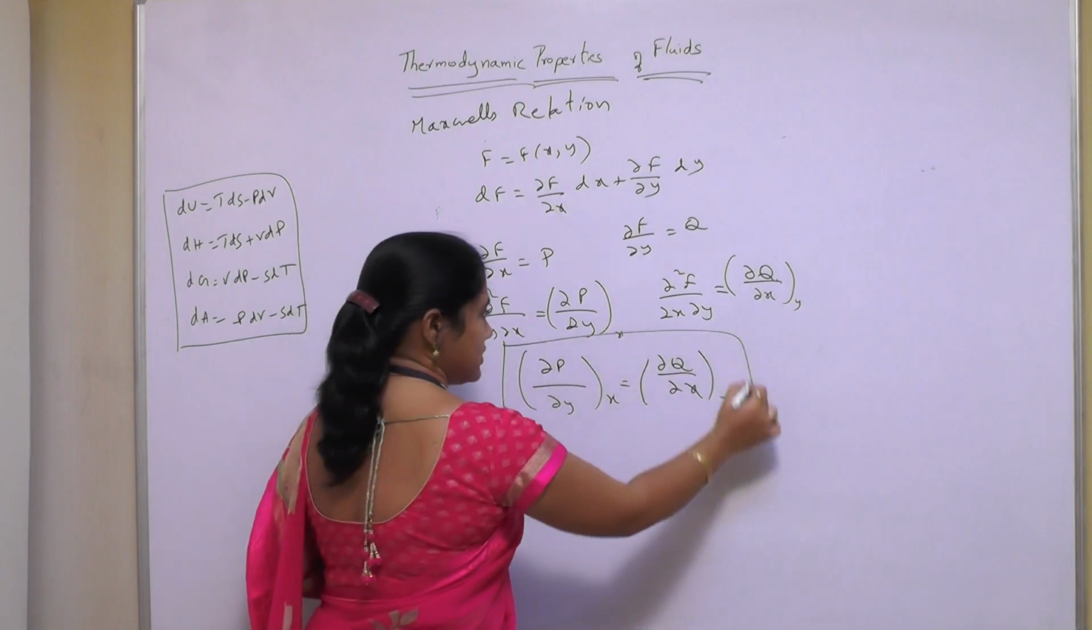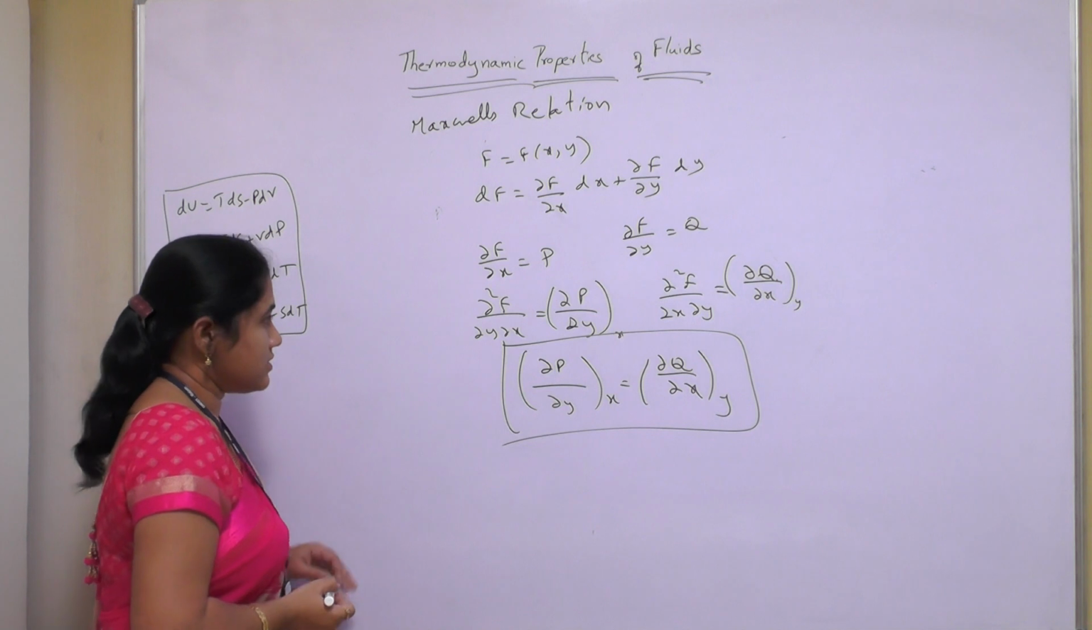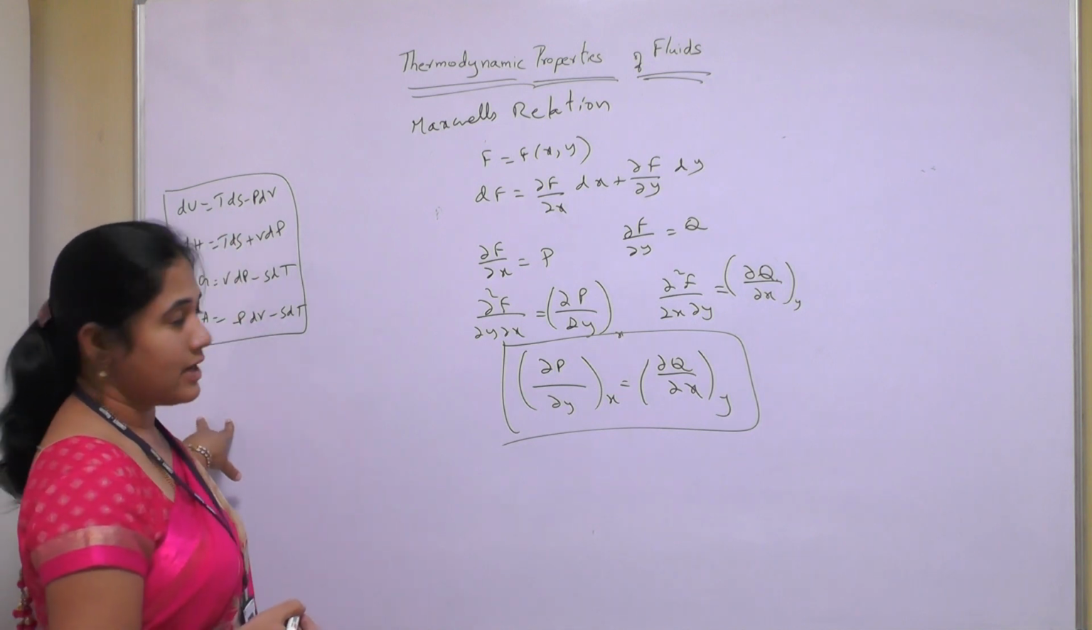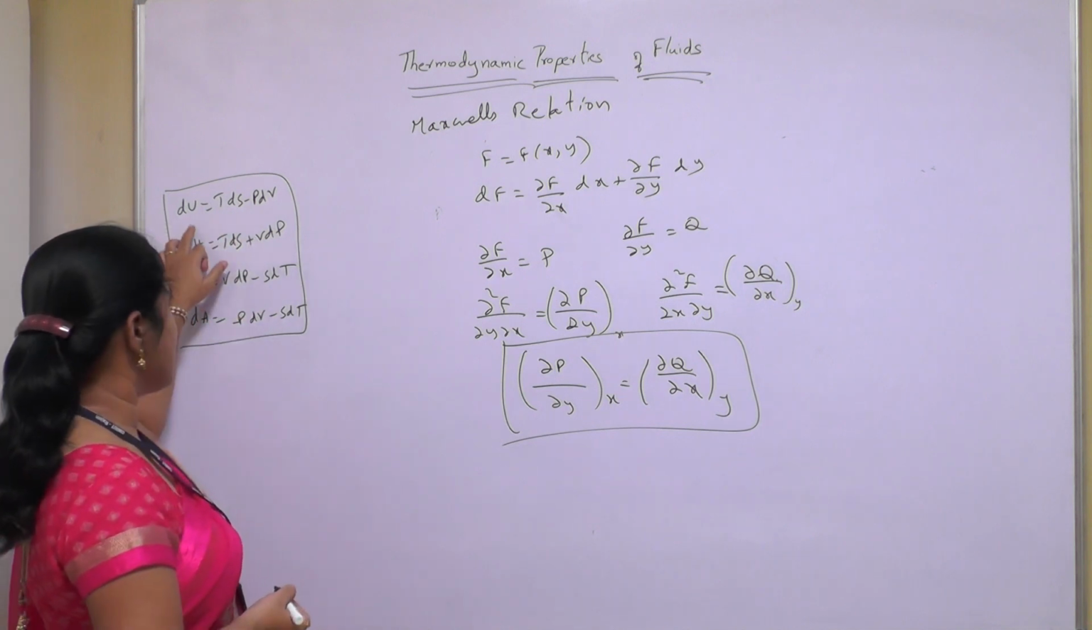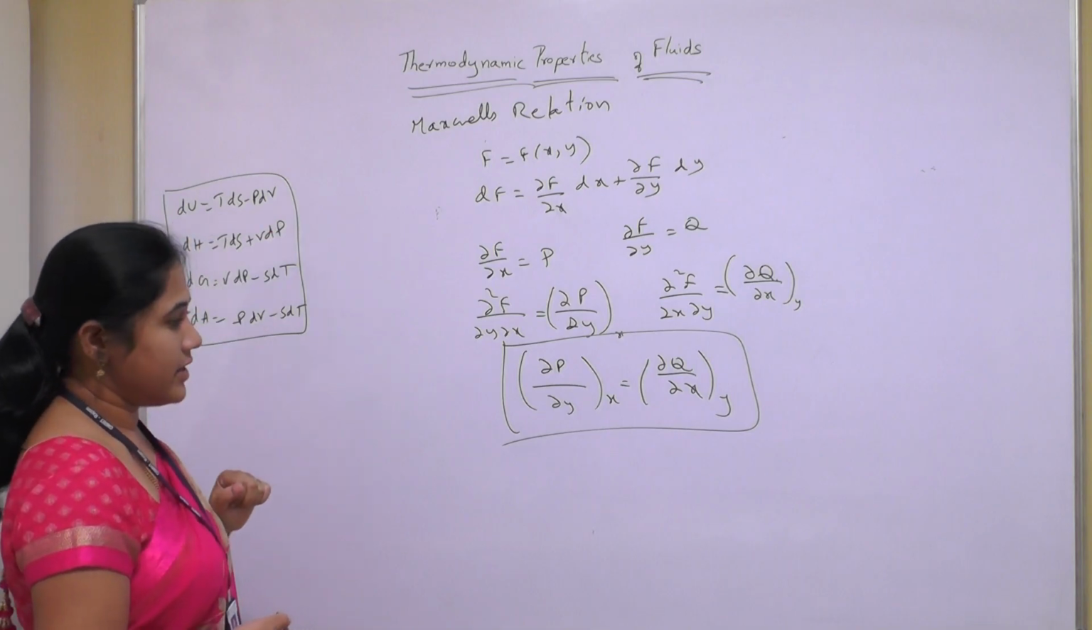So based on these relations, Maxwell developed four relations from the fundamental property relations. First take dU equals TdS minus PdV.